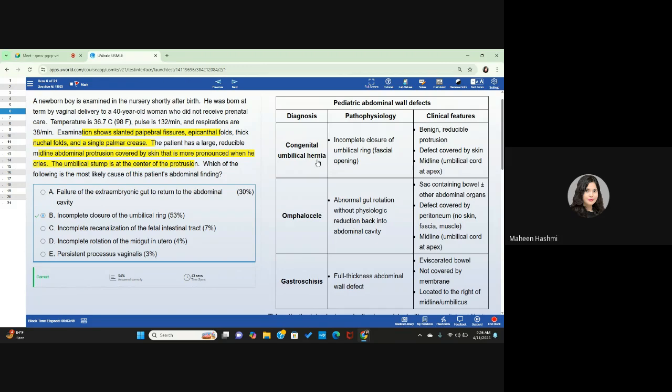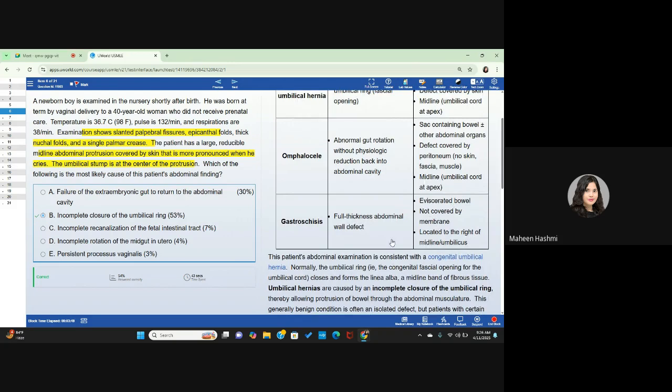The congenital umbilical hernia is kind of benign. It's reducible. Its defect is covered by skin, and plus it's midline. In omphalocele, it is covered by peritoneum. It's not covered by skin. In CUH, you see it covered by skin, and it's midline and it's reducible. Whenever you see hernias, you have to first check if they're reducible or not. Reducible means that the intestinal contents go in when you press. Non-reducible is that they cannot go back in when you compress.